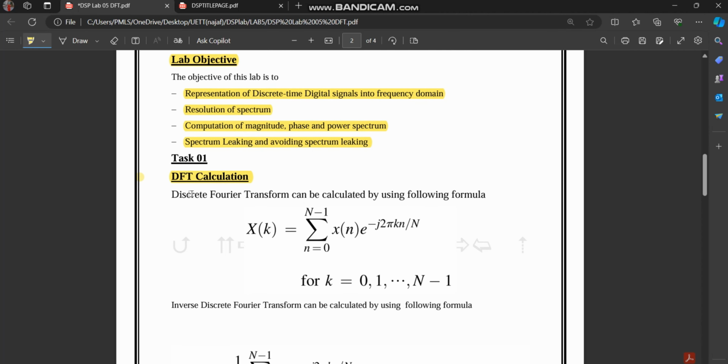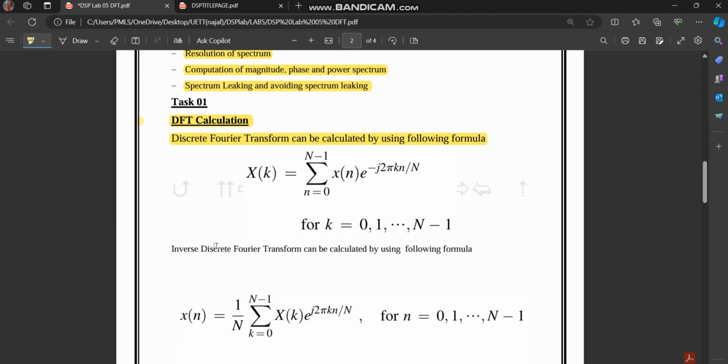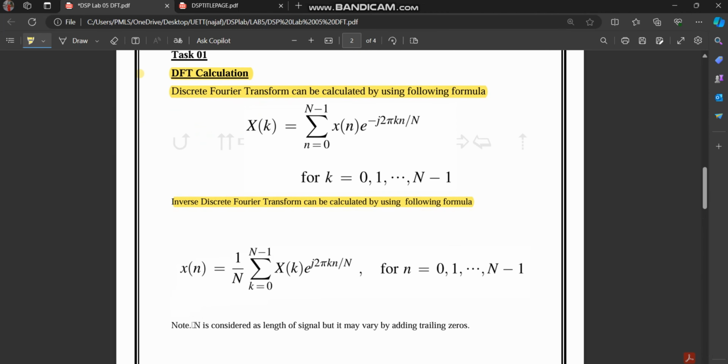DFT calculation. Discrete Fourier transform can be calculated by using the formula given below. An inverse discrete Fourier transform can be calculated by using the following formula given below. The point to be noted here is that N is considered as the length of the signal, but it may vary by adding trailing zeros.